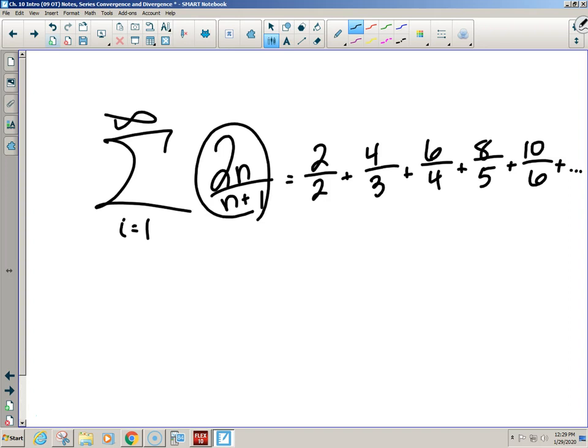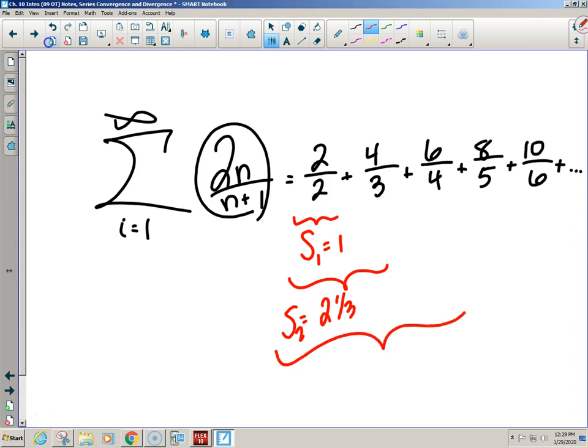They're being added. And so what's happening to the partial sums? At first, s sub 1 is just 1. S sub 2 is 1 plus 1 and a third, 2 and a third, right? S sub 3 says now I'm adding an extra guy. So I have 1 plus 1 and a third plus 1 and a half. So I have 3 and, what did I have, a third and a half? Will end up being 5/6.